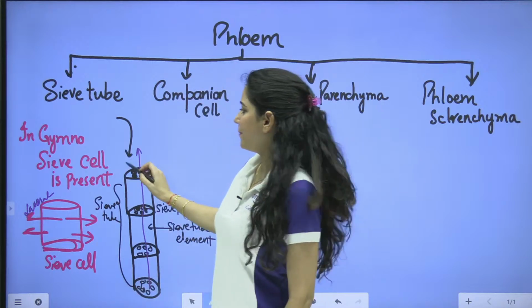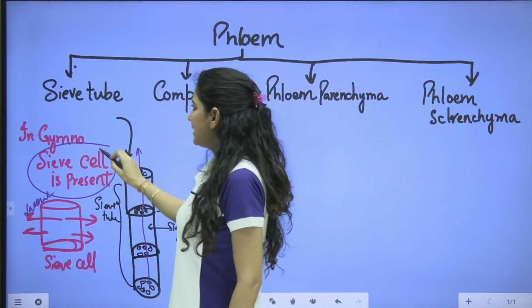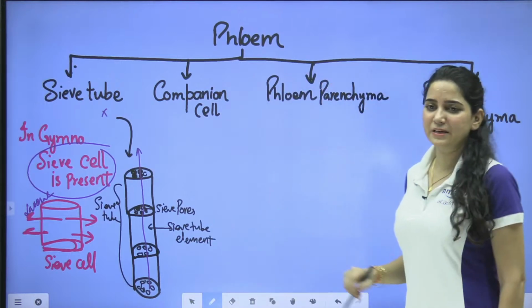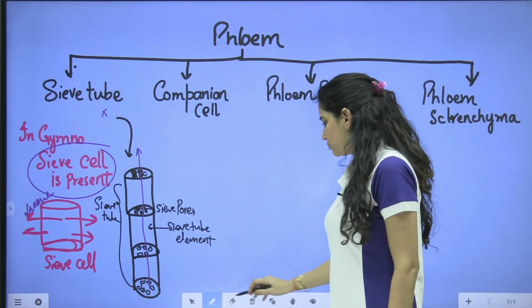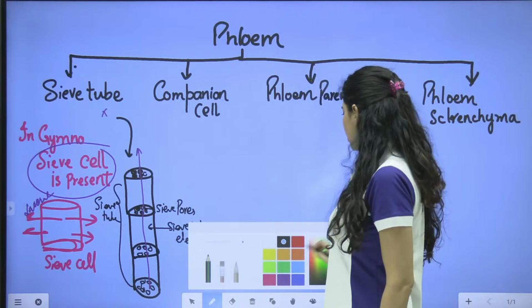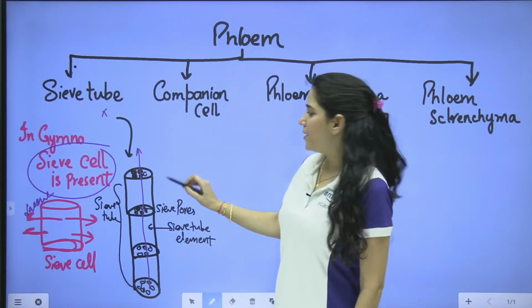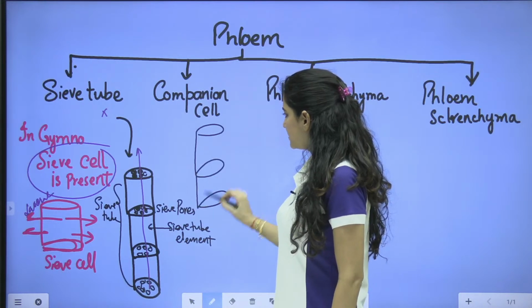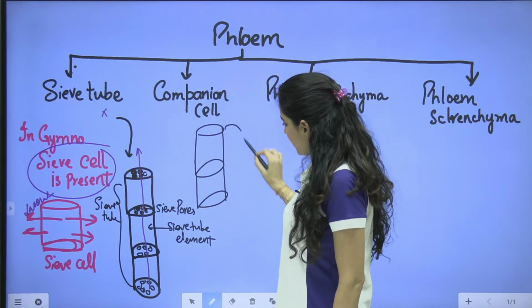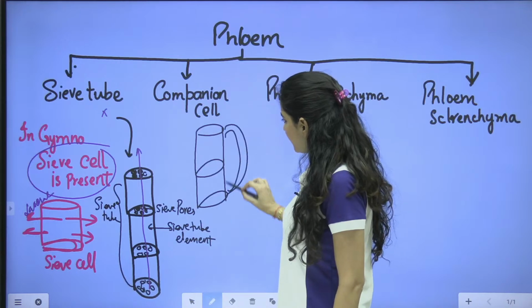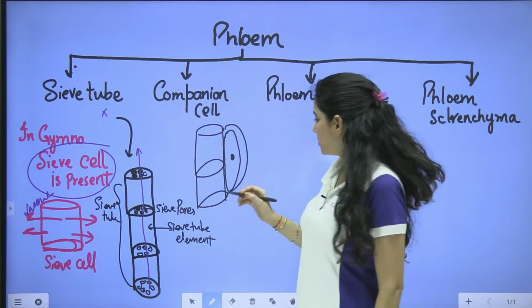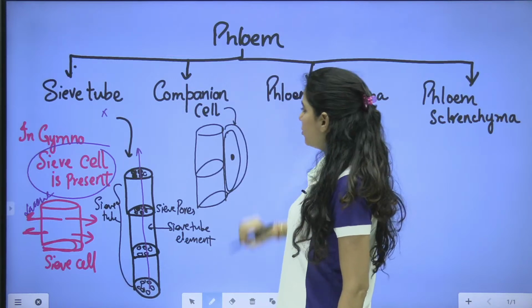तो जिम्नो में क्या है भाई? जिम्नो में सीड सेल प्रेजेंट है, सीड ट्यूब प्रेजेंट नहीं है. Then coming to companion cell. companion cell क्या होती है बेटा? ये जो आपने सीड ट्यूब देखी एकदम बरोबर में, इस सीड ट्यूब के एलिमेंट्स के एकदम साथ में you will see one cell which has got a prominent nucleus. This cell is your companion cell.